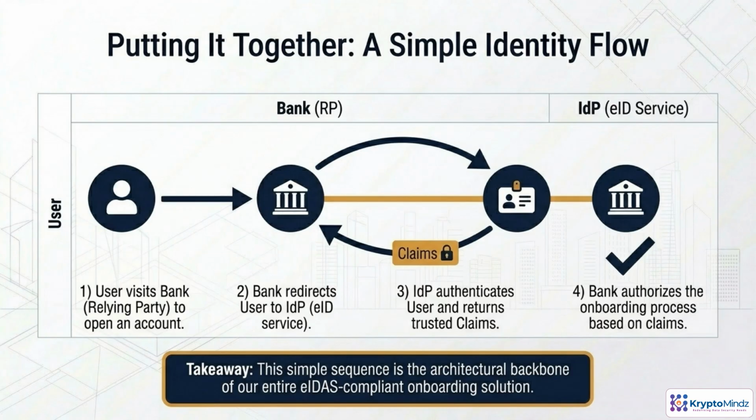This flow is the core pattern behind our whole solution. The user trusts the bank with a goal: open an account. The bank does not identify the user itself. It outsources that to an eIDAS-compatible identity provider. The IDP authenticates the user, applies its assurance level, and returns signed claims. The bank then bases its onboarding decision entirely on those claims. Everything else we add is just hardening and scaling this basic loop.